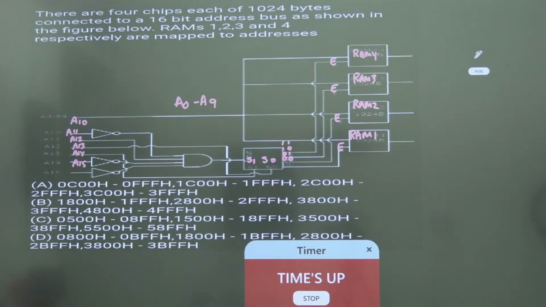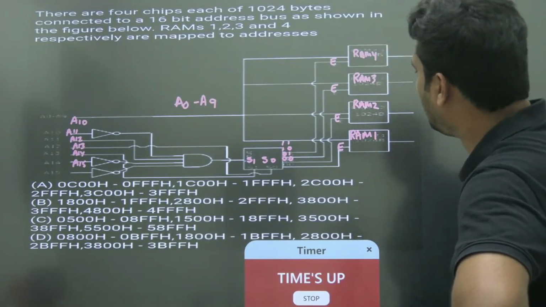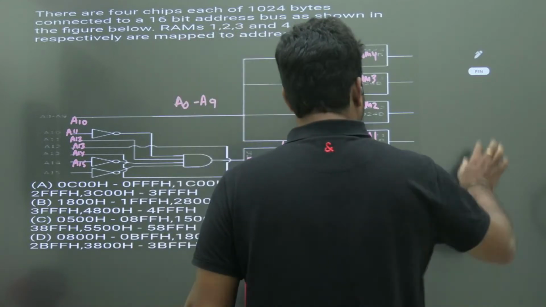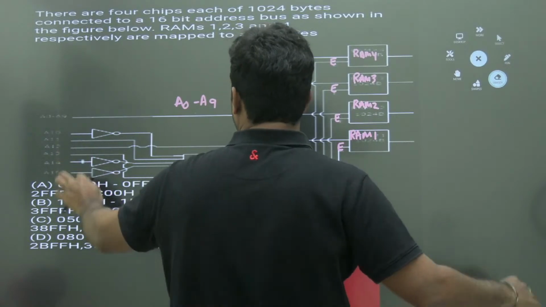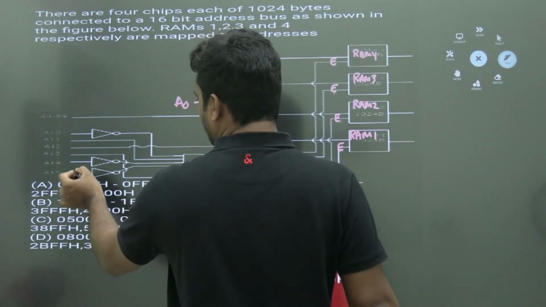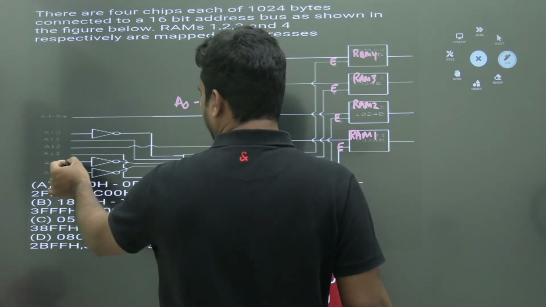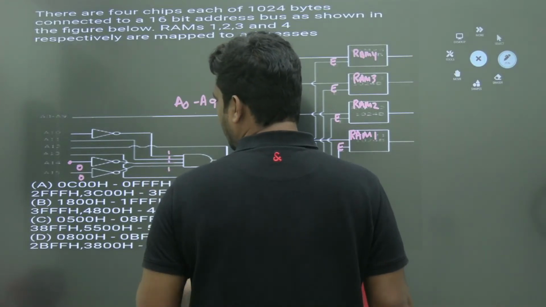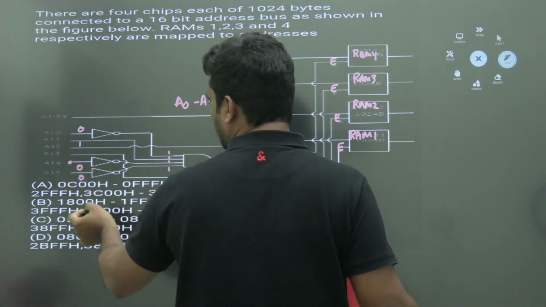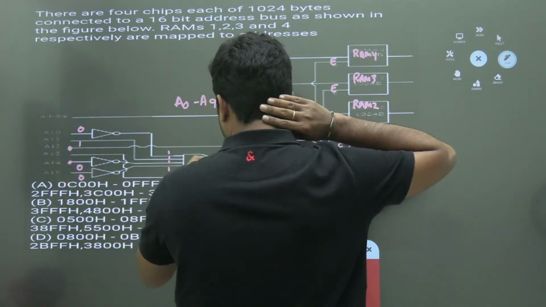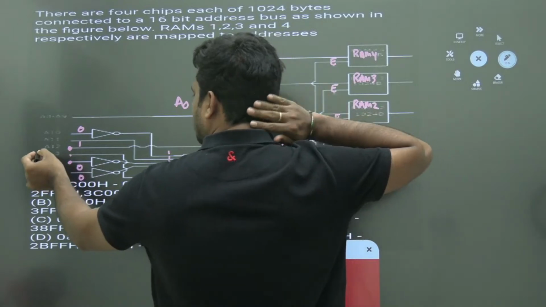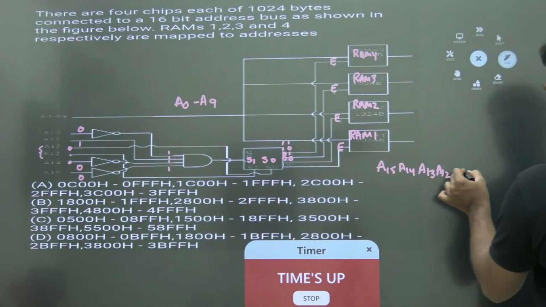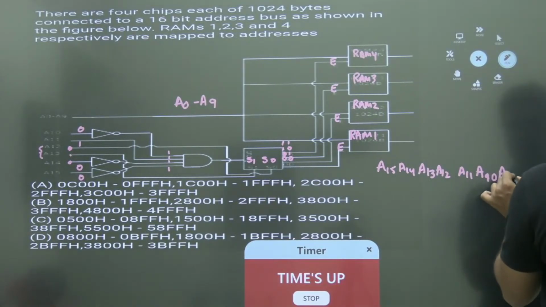Time up. So there are 4 chips. Okay. Firstly, let's make the design here. This must be 0, 0, 14 and AND gate, all inputs should be 1, right? So for the AND gate all inputs should be 1, so this must be 0 and this is also 1. A12 is connected to S0, A13 is connected to S1. So A15, 14, A13, A12, A11, A10, A9, A8.